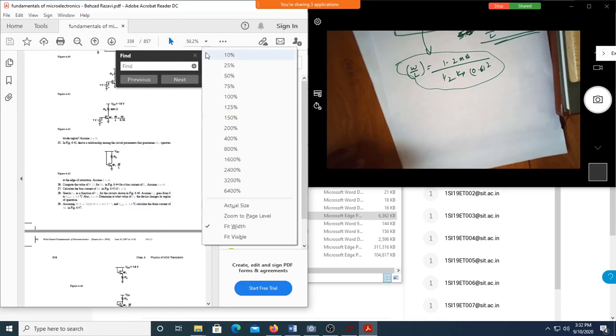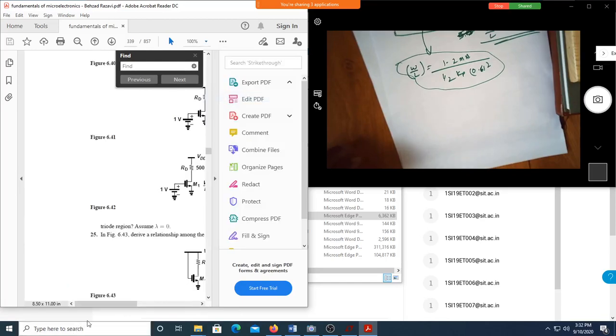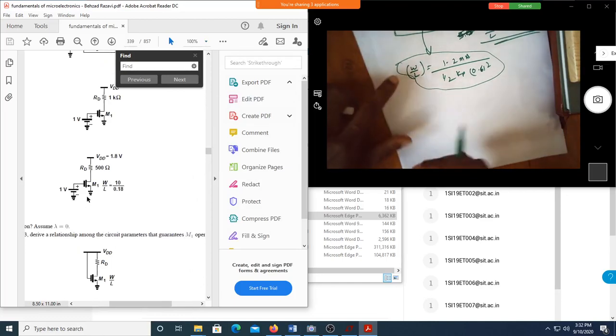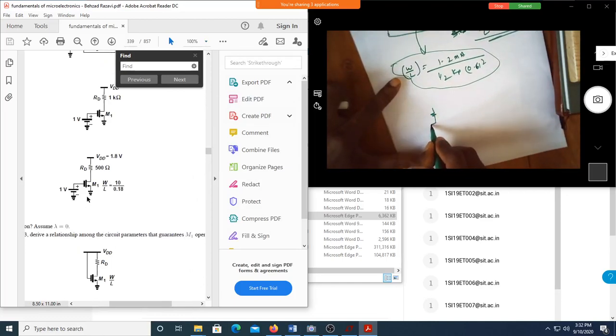Okay, where is this? 6.42, no? 6.42 is this. This is the circuit. Let me write that. So this is 500 ohm. This is this 1 volt.